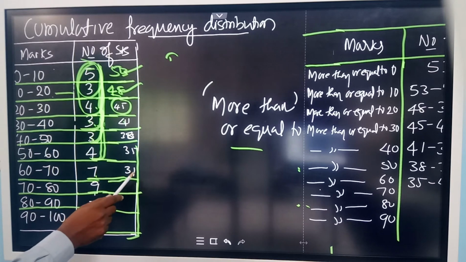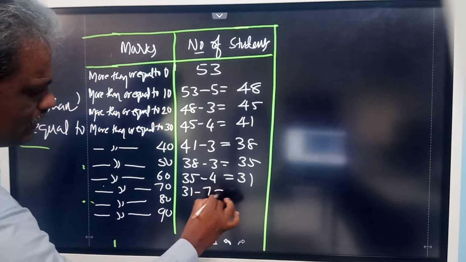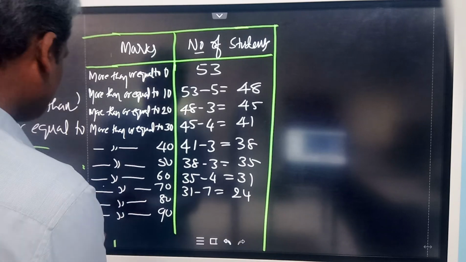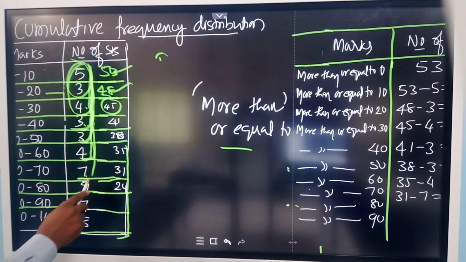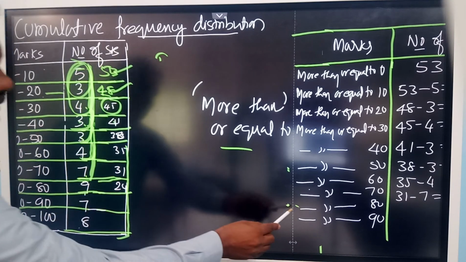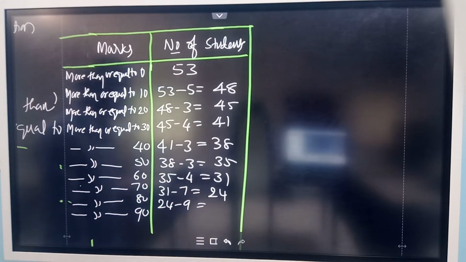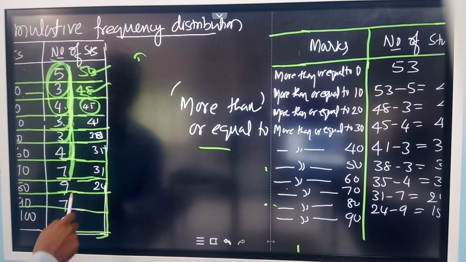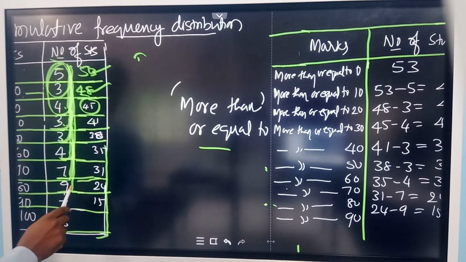The next cumulative frequency is from 31 you subtract 7. So 31 minus 7 gives you 24. See this 24 I will write here to avoid confusion. That 24 is obtained by subtracting up to this number. To get the next one, from 24 you subtract 9. So 24 minus 9 gives you 15. Answer 15. So this 15 is obtained by subtracting the numbers up to here. All these numbers you are subtracting.